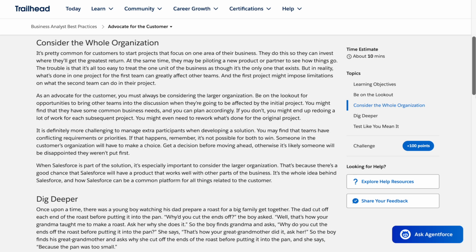When Salesforce is part of the solution, it's especially important to consider the larger organization. That's because there's a good chance that Salesforce will have a product that works well with other parts of the business. It's the whole idea behind Salesforce and how Salesforce can be a common platform for all things related to the customer.